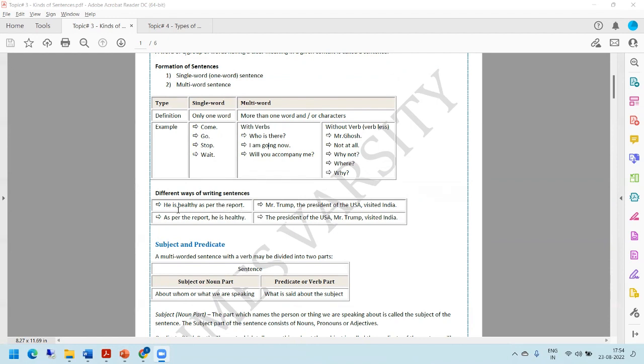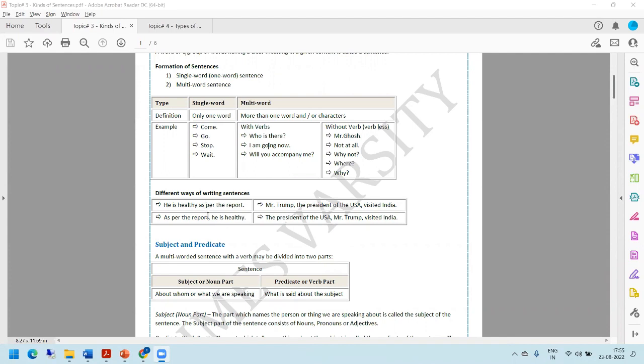So what he is trying to express is that he is healthy as per the report. The same message can be conveyed in another way: as per the report, he is healthy. But in this case, you see the sequence or arrangement of words is changed, along with some additional punctuation. In this case, it is starting with a pronoun: he is healthy as per the report. But here it is starting with "as per the report," then a comma, he is healthy.